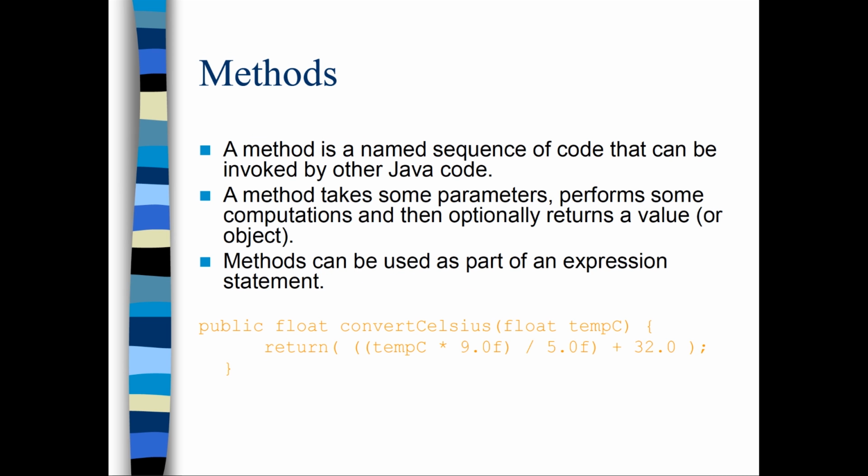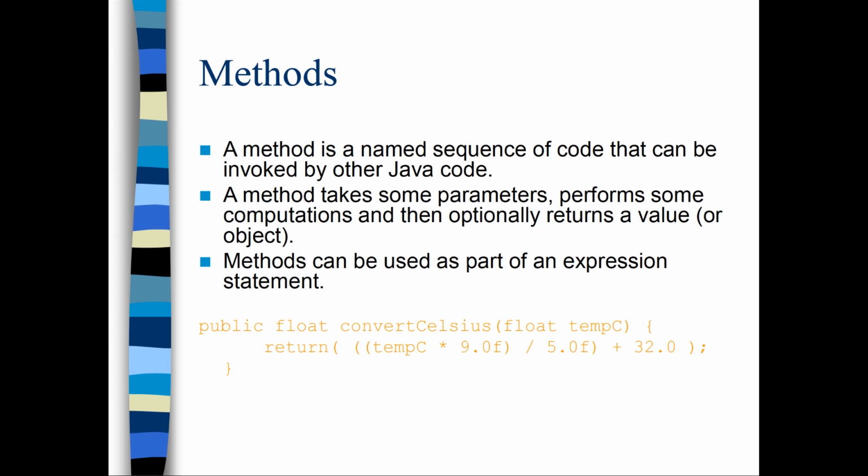So what is a method? A method is a named sequence of code that can be invoked by other Java code. A method takes some parameters, performs some computation, and then optionally returns a value. If it is void, it won't return a value. If it has some return type other than void, it will return a value. Methods can be used as part of an expression statement, basically.